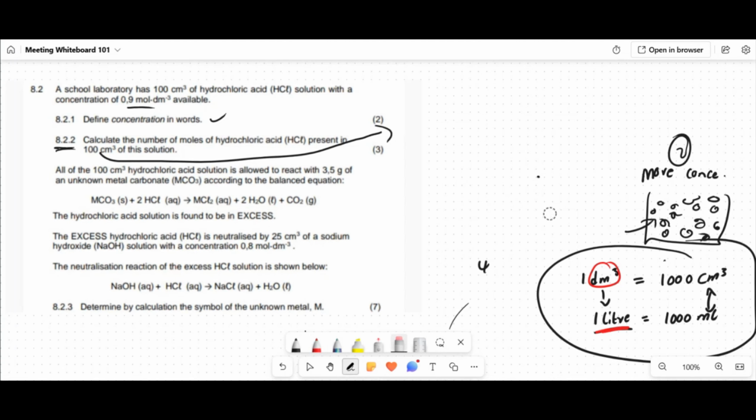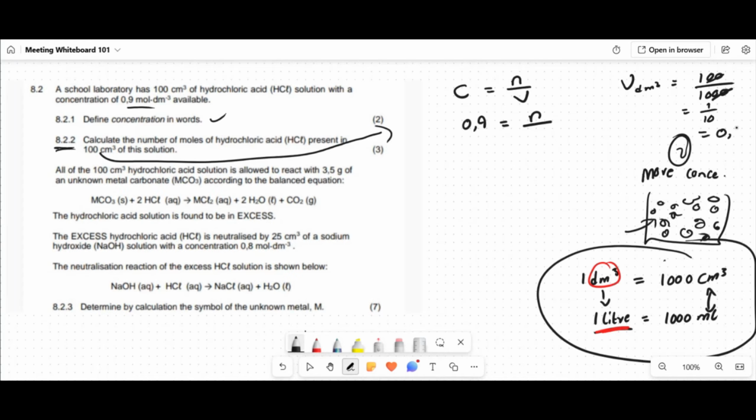Now, because you have the concentration and the volume, you can go straight and find the number of moles. You have a formula which says C is equal to n over V, right? And C is your concentration, which is 0.9, equal to n over V. Here you do the conversions. Volume in dm cube will be equal to 100 divided by 1000, of which the two zeros will cancel each other. You'll be left with 1 over 10, which is equal to 0.1.